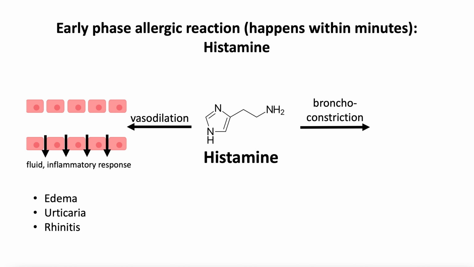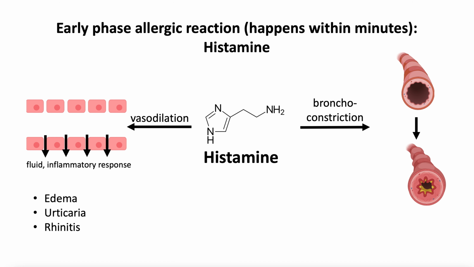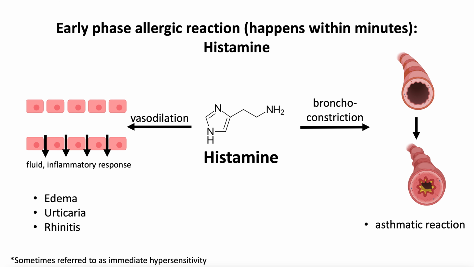Histamine is also really important because it induces bronchoconstriction. And so here we have a bronchial airway, and the smooth muscles have now constricted because of the action of histamine, and this is what is behind the asthmatic reaction. Sometimes this early phase allergic reaction is referred to as immediate hypersensitivity. So if you ever see that phrase, they're referring to a type 1 hypersensitivity reaction.